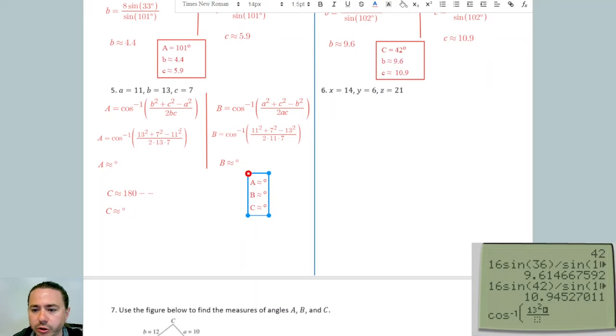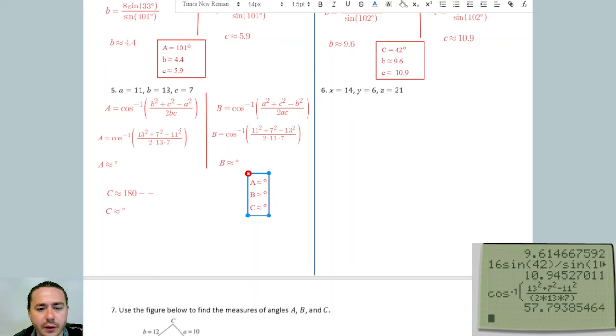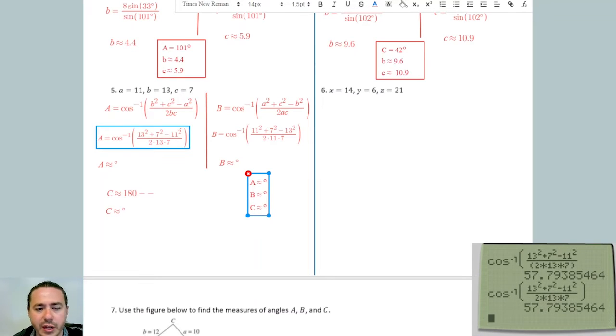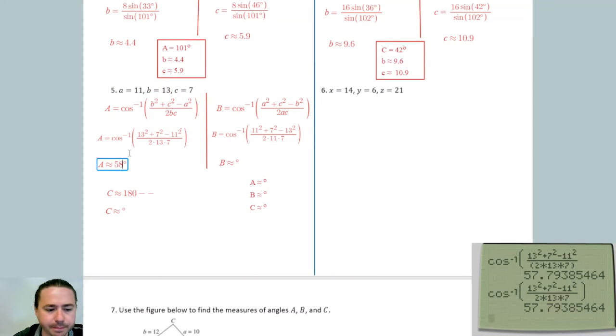Here we go. Okay, so 13 squared plus 7 squared minus 11 squared, all divided by 2 times 13 times 7. And that's going to give me angle A. Oh, looks like I missed a parenthesis there or something. Let's make sure that I calculated right. I don't want to waste time digging through the syntax. I think it'll be all right. Okay, so we get about 58 degrees for angle A.